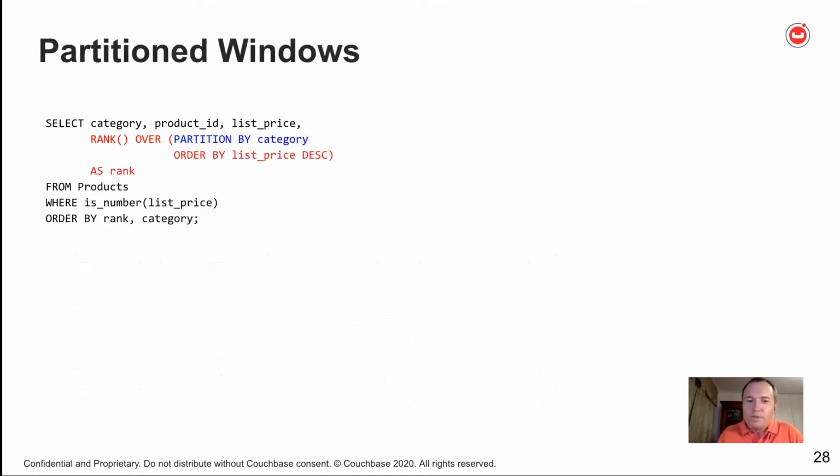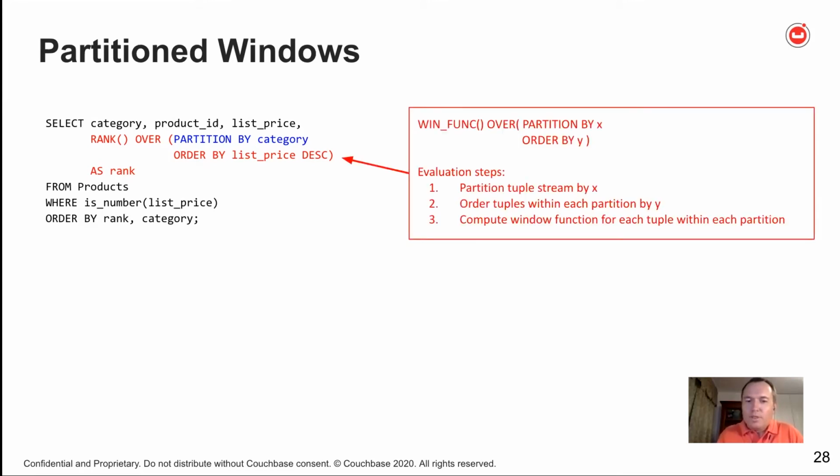Our previous query was computing rank over the whole data set. But what if our goal is to establish ranking within each product category? We could achieve that by using the partition subclause. The partition subclause instructs the query processor to partition the input tuple stream into non-overlapping logical partitions, then evaluate the window function independently on each partition, ordering partition tuples before computing the functions.